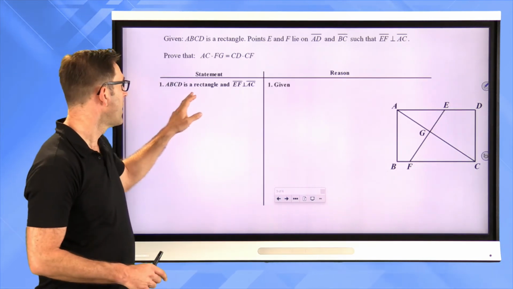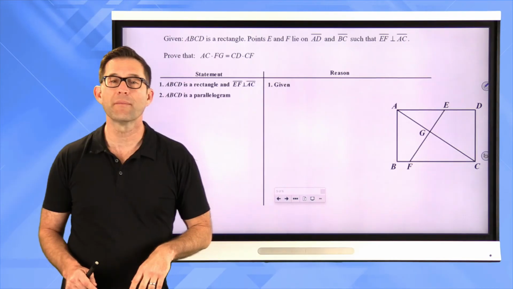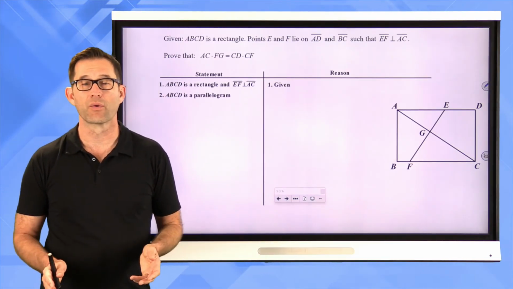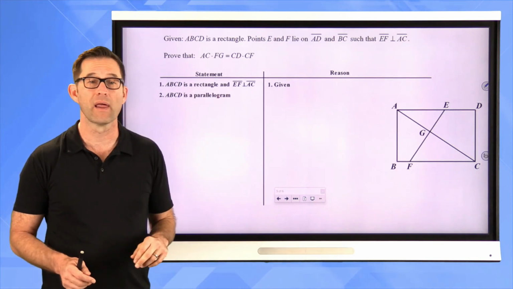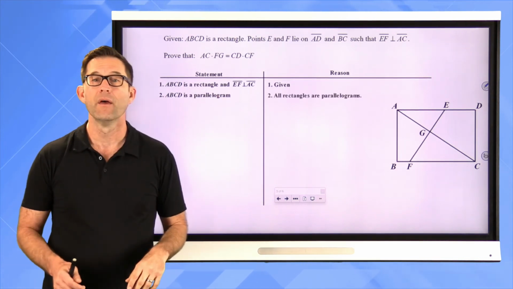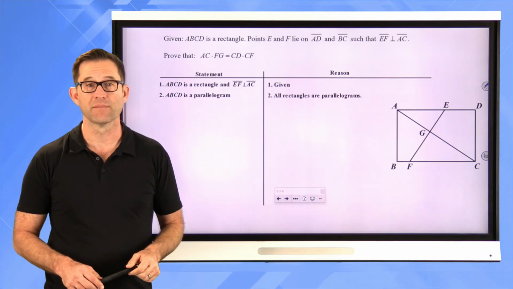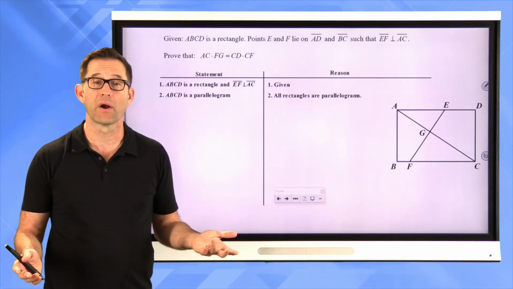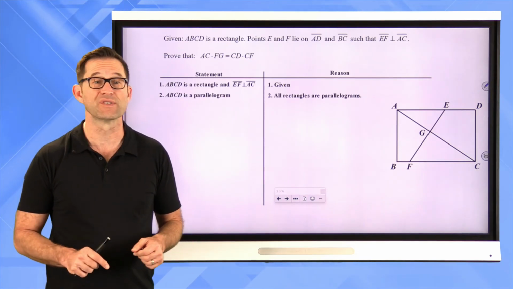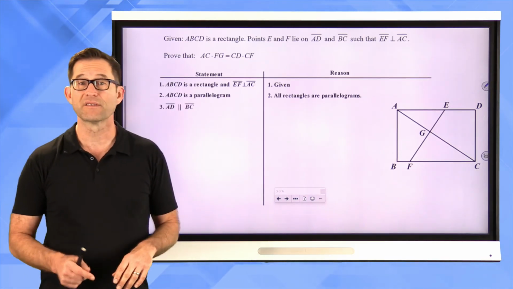Okay, now, the first thing I'm going to do is get those alternate interior angles congruent. In order to do that, though, I have to state that ABCD is a parallelogram. Why? Because all rectangles are parallelograms. We proved that in Unit 6. Now, it's great to know it's a parallelogram, but what I really need is those two sides being parallel. So I'm going to state that right now.